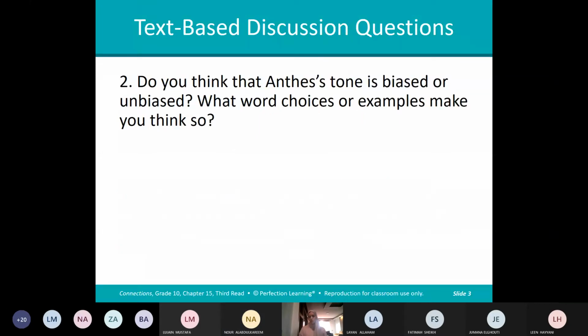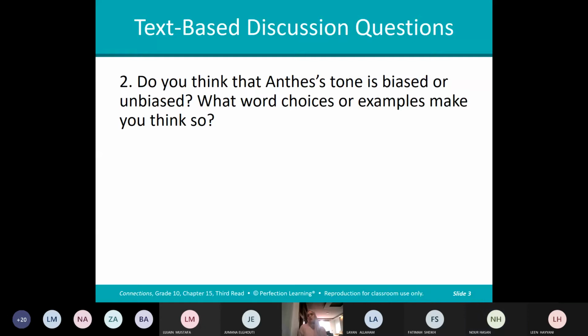Question number two, Noor Bilal. Do you think that Anthony's tone is biased or unbiased? What words, choices, or examples make you think so? What makes her biased? Biased is when you take a side. Remember when we took how to make a presentation? In the writing, we discussed being biased. Biased is to take a side of the argument. Does she here take a side of an argument or is she unbiased, neutral? She doesn't take a side. She presented the two ideas or the two ways of interfering and she didn't mention which side she supports. She is biased because she took the side of not supporting the modification and domesticating of animals.